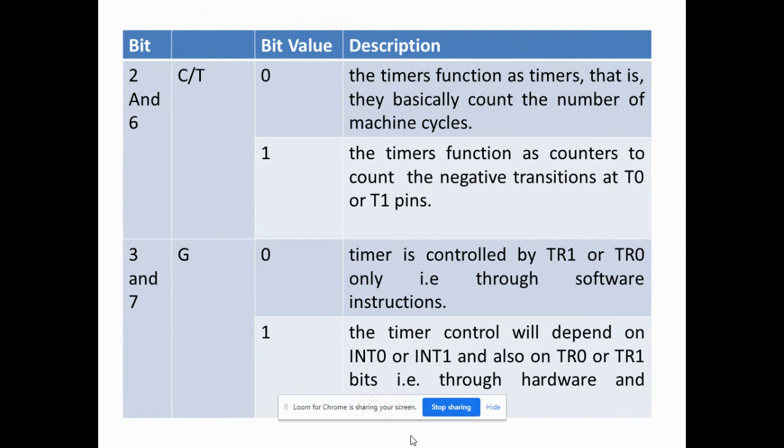Then bit number 3 and bit number 7 are the gate bit. If timer is controlled by TR1 or TR0, that is only through software instructions, then this gate bit should be equal to 0. If the timer control will depend upon INT0 or INT1 and also on TR0 or TR1 bit, that is through hardware and software, then this gate bit should be selected as 1.